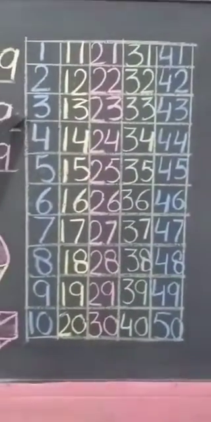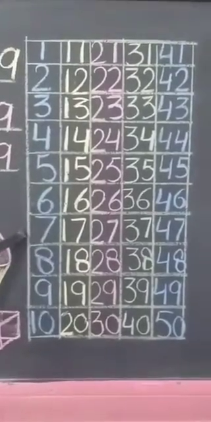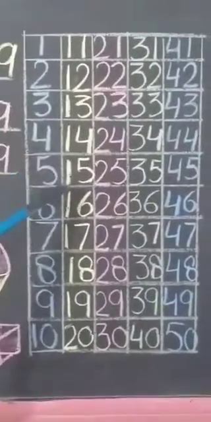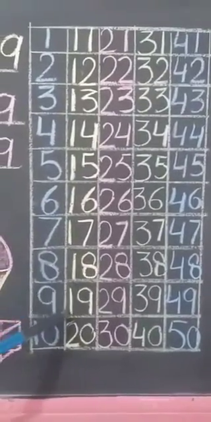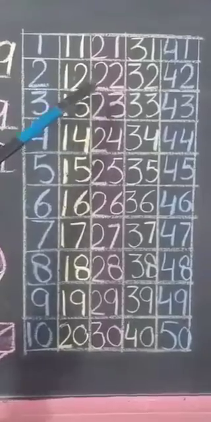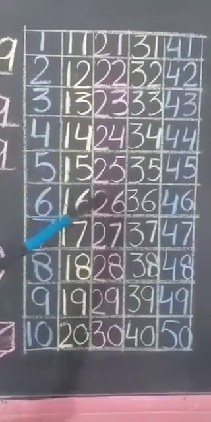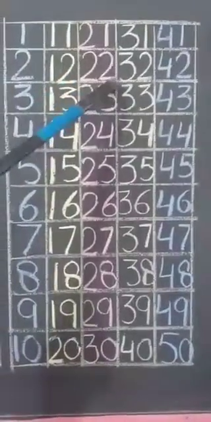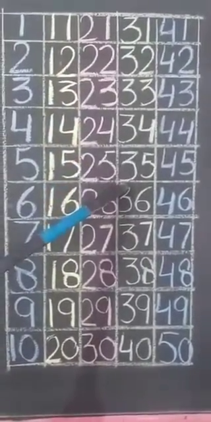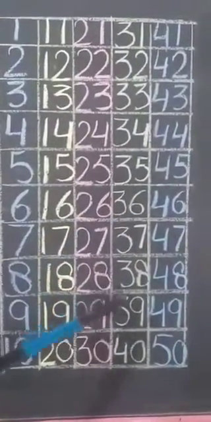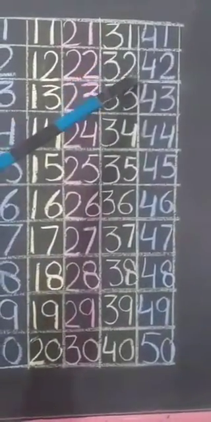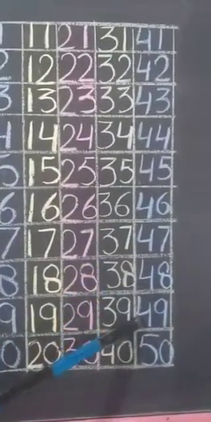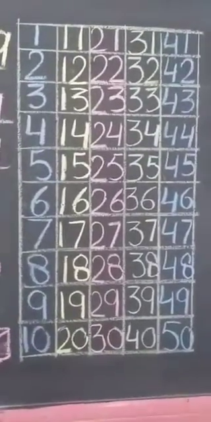1, 2, 3, 4, 5, 6, 7, 8, 9, 10, 11, 12, 13, 14, 15, 16, 17, 18, 19, 20, 21, 22, 23, 24, 25, 26, 27, 28, 29, 30, 31, 32, 33, 34, 35, 36, 37, 38, 39, 40, 41, 42, 43, 44, 45, 46, 47, 48, 49, 50. आपने डेली काउंटिंग को रिपीट करना है, ठीक है?